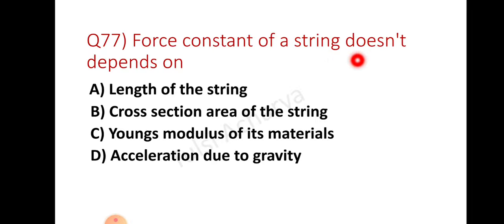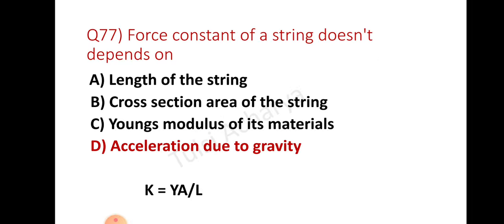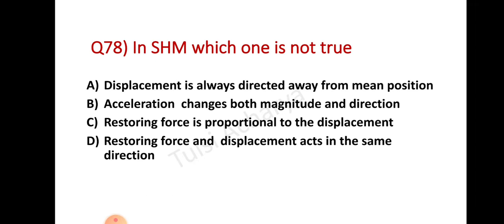The force constant of a string does not depend on, we know that force constant is given by F is equal to YA upon L. Y is Young's modulus, that is correct. A, cross section area, that is also correct. Length of string, that is also correct. The false or wrong statement is acceleration due to gravity. Force constant does not depend on acceleration due to gravity. Now let us move to question number 77.